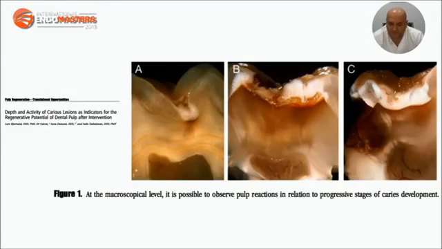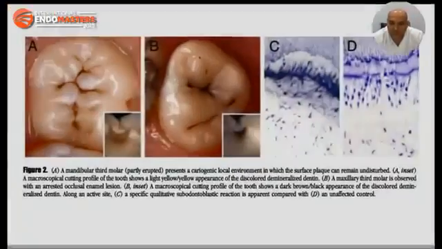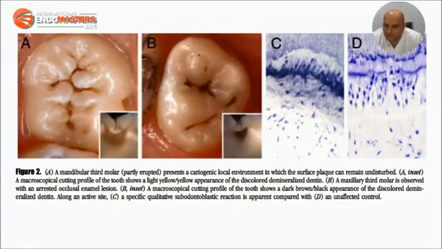Recently, the depth and activity of the carious lesion have been used as indicators for the regenerative potential of the dental pulp after intervention. An active progressive carious lesion of the mandibular third molar, like in the first image, would demonstrate a light yellow appearance at the demineralized dentin and a corresponding more severe subodontoblastic reaction in the pulp tissue.